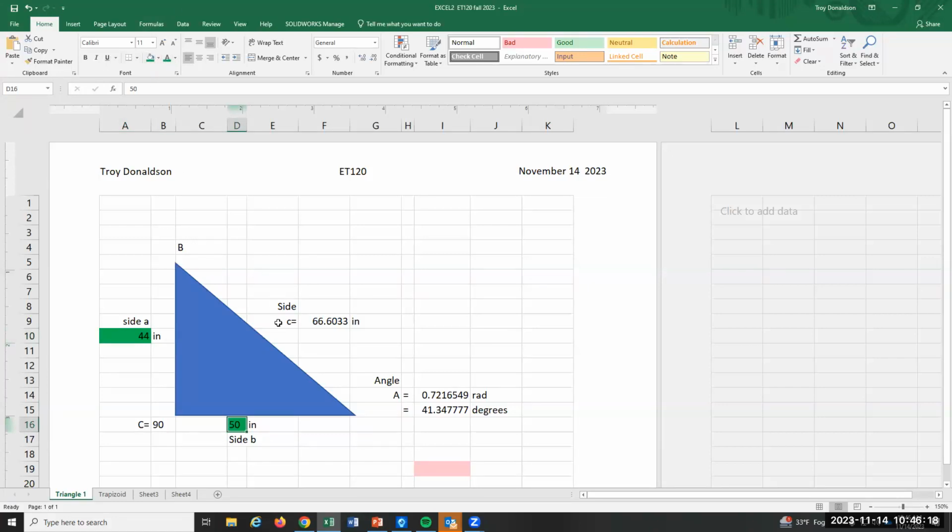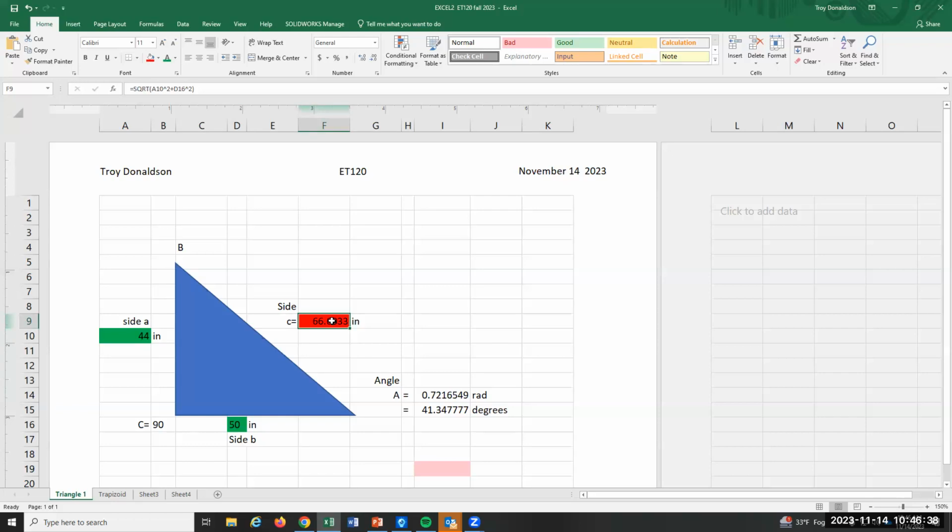So do that for me. And then anything calculated becomes red. So I gave myself the two sides, right? You will have to give yourself two pieces of information. I gave myself units, inches, and then I ran the square root, right?